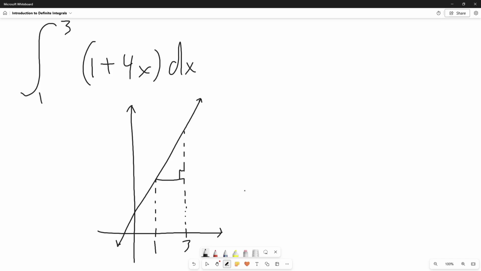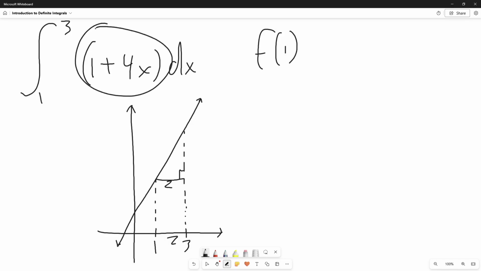And what we can do is we already have the width for both the triangle and the rectangle, and we just need the heights. So for the height of the rectangle, if you think about it, it's just going to be f of 1, the y value right here. So f of 1, and we're assuming f of x is this, by the way. It's going to be 5.